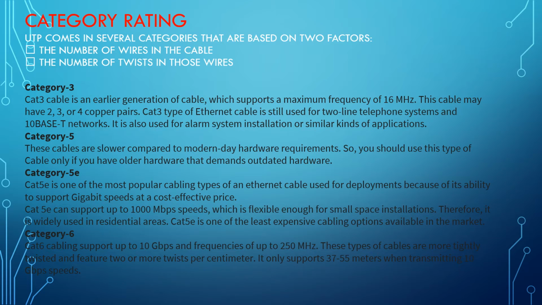UTP comes in several categories that are based on two factors. 1. The number of wires in the cable, and 2. The number of twists in those wires.